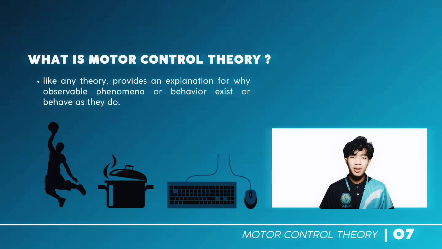Motor control theory, like any other theory, provides an explanation for why observable phenomena or behaviors exist the way that they do. For example, the coordination of your hands, feet, and eyes during basketball, the way your body quickly moves using reflexes the very moment it touches a hot pan or hot surface, to the very movement of your fingers as you type using the keyboard.